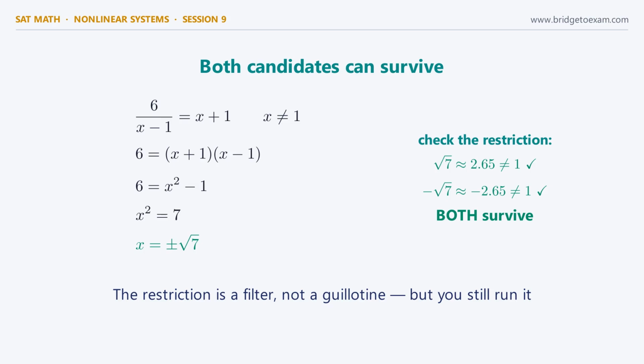Both are genuine solutions. Notice the difference from the radical case. There, one candidate died. Here, both live. The restriction is a filter, not a guillotine. Sometimes it catches nothing, but you still have to run it.